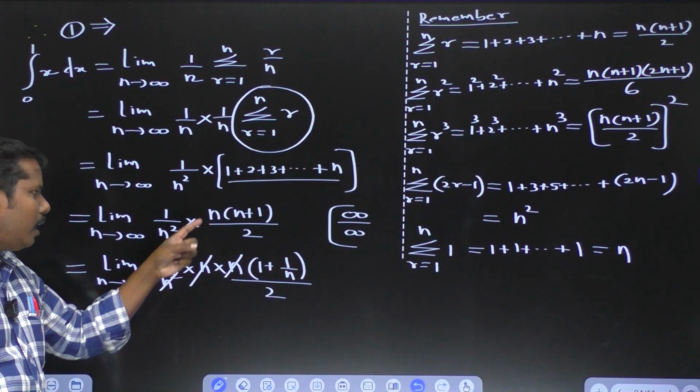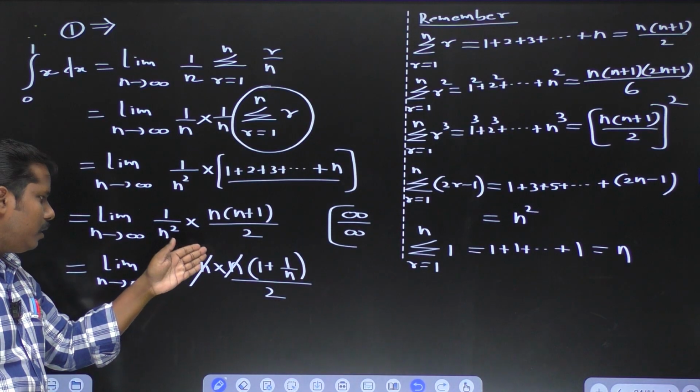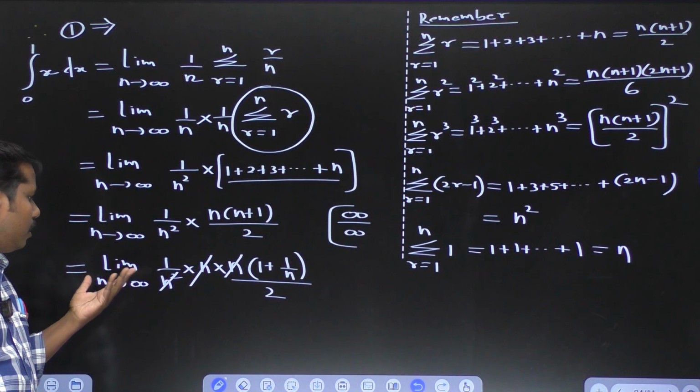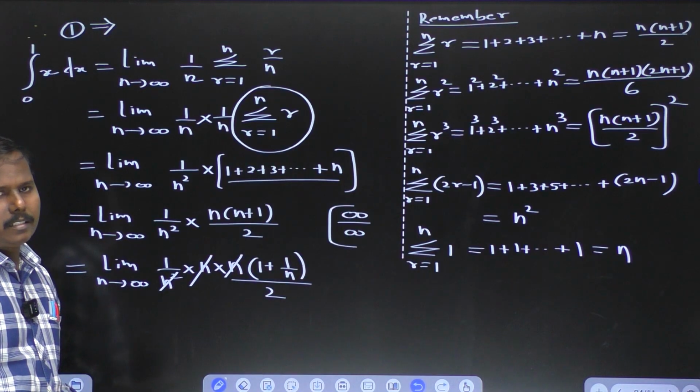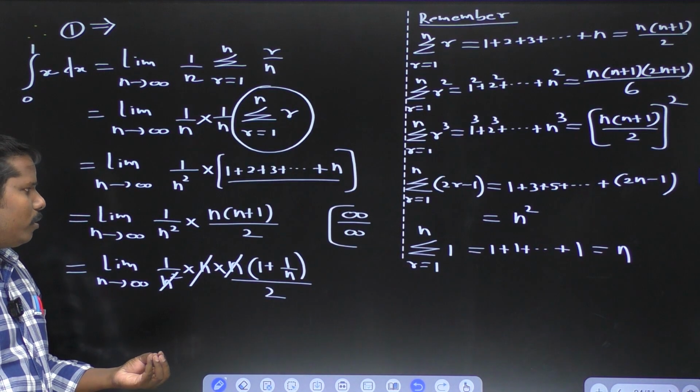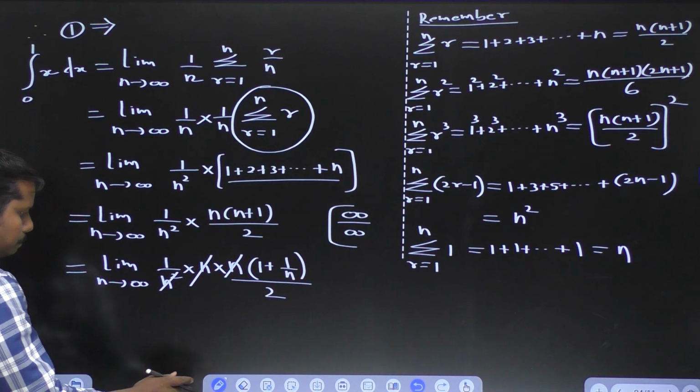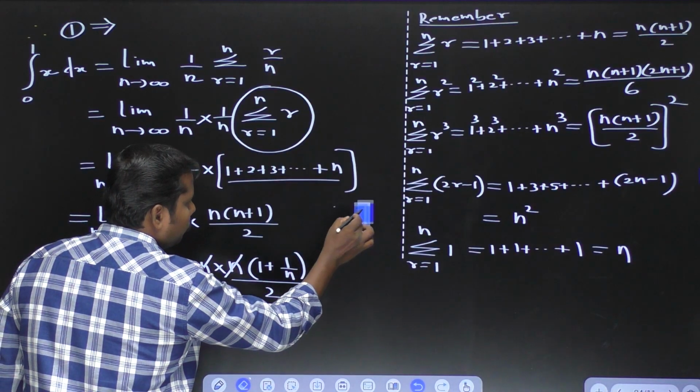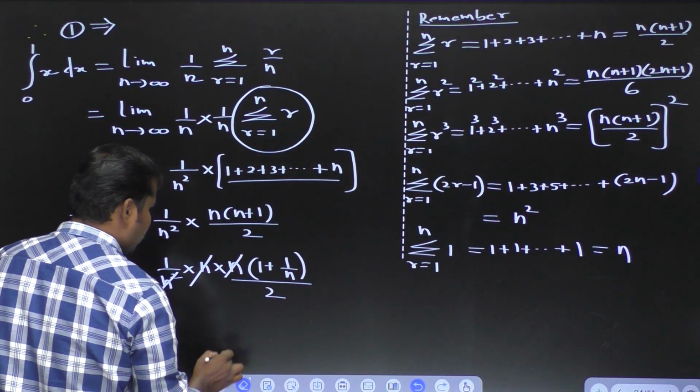For that purpose, I am taking n outside so that n square gets cancelled. Now you are getting a finite answer as the output. I hope you understand this step. Okay, let's get back to this.